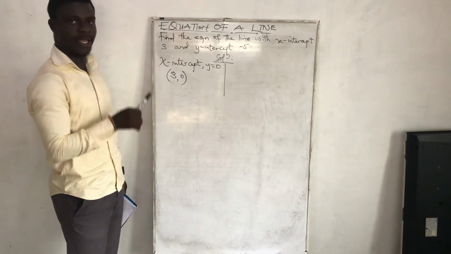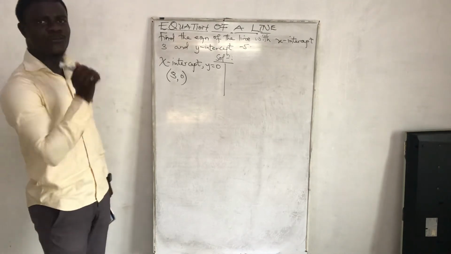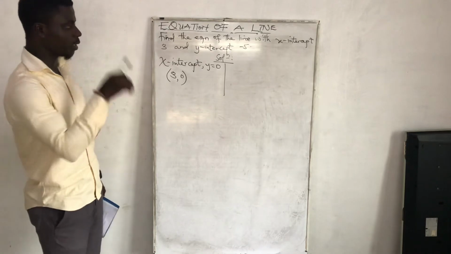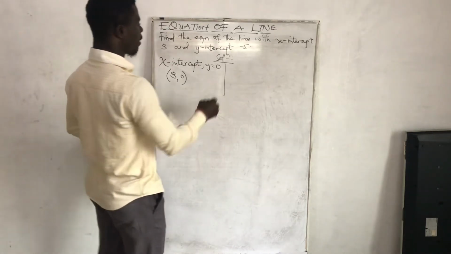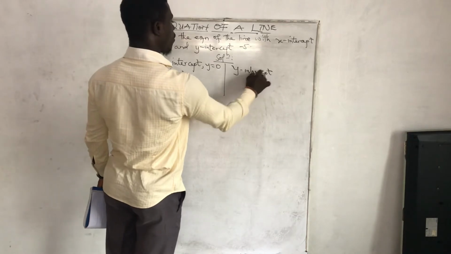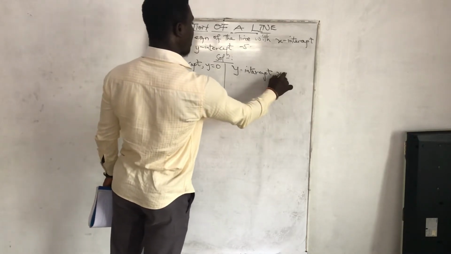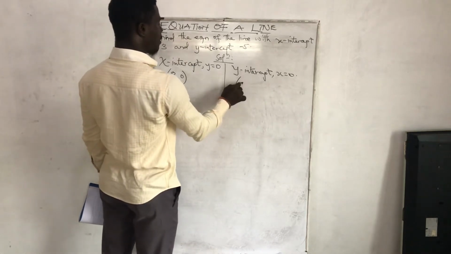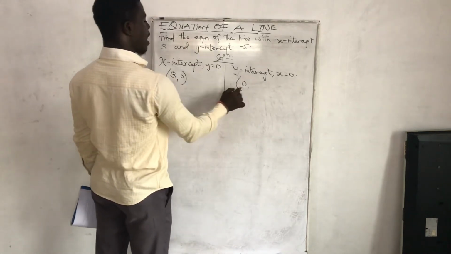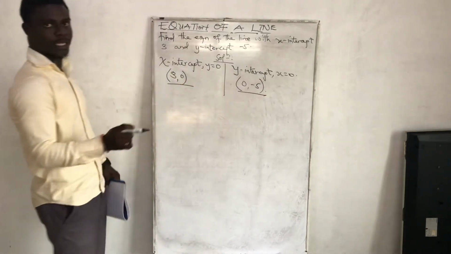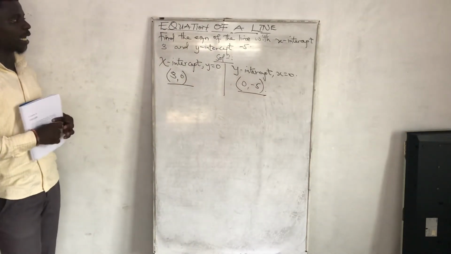Y-intercept, which is what? -5. So for every y-intercept, x must be equal to what? 0. So it means that for every y-intercept, x must be equal to 0. So I know my x being equal to 0, then my y is -5. So these are the points.